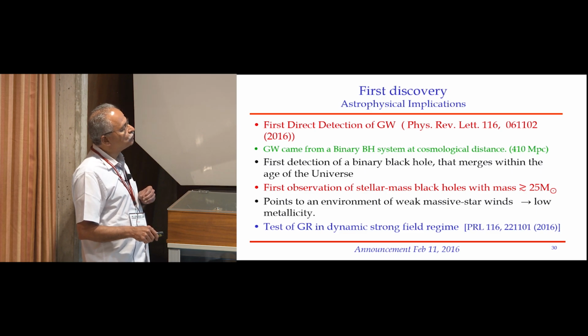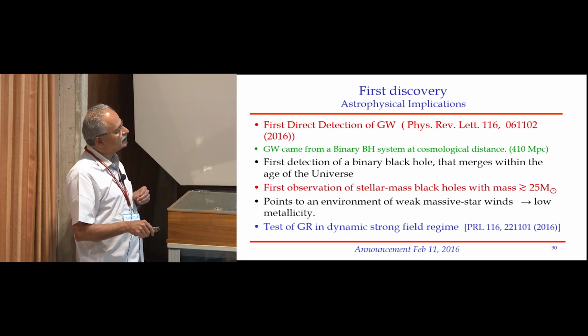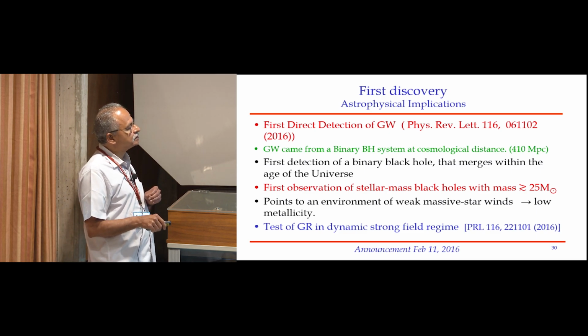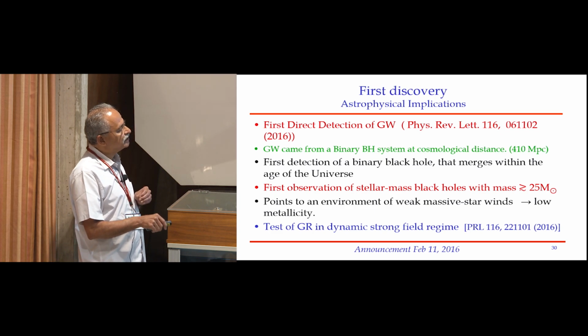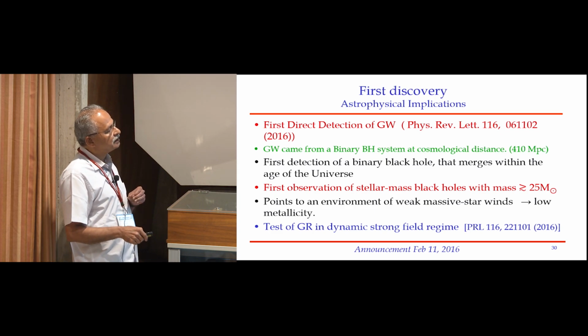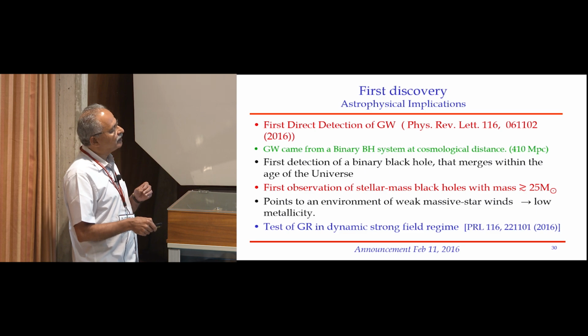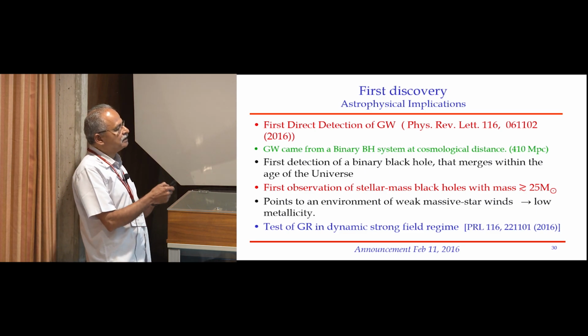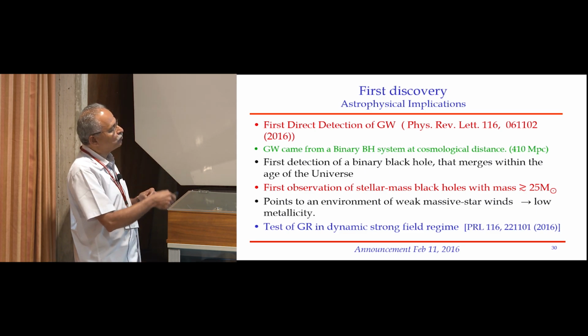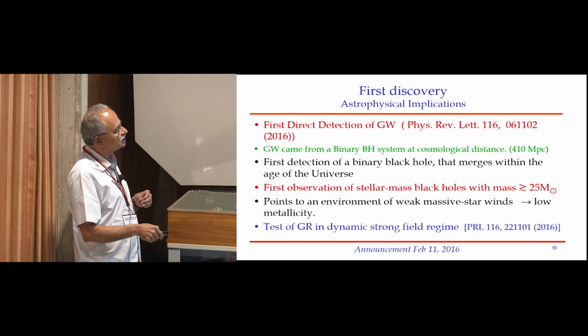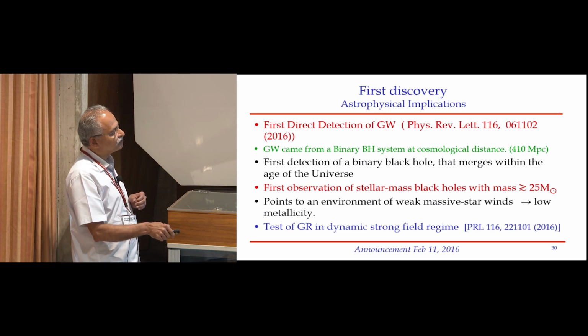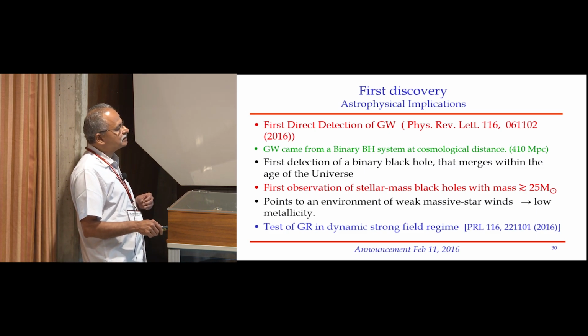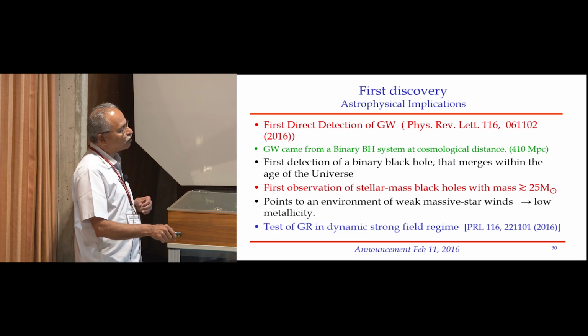And then, as I told you, you can look at the data and confront it with the predictions of the general theory of relativity. Because this is emitted when the system is about to inspiral and merge, it is a regime where the gravitational field is very strong. So this is a test of the general theory of relativity in the strong field regime.